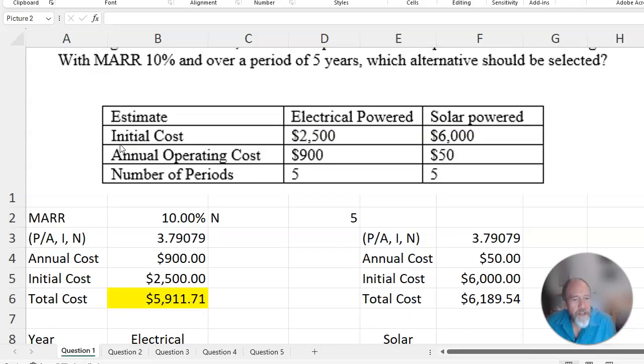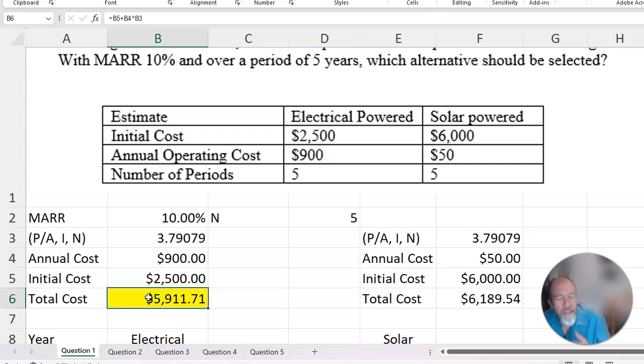But how do you do the comparison of these projects? What we're going to do is just compare the costs. Take everything and bring it to present worth. So you have an annual cost that you bring to present worth. It gives you a total cost of, in this case, $5,911.71 with the numbers given. And you have the solar powered, which has the higher initial cost and the lower annual cost.